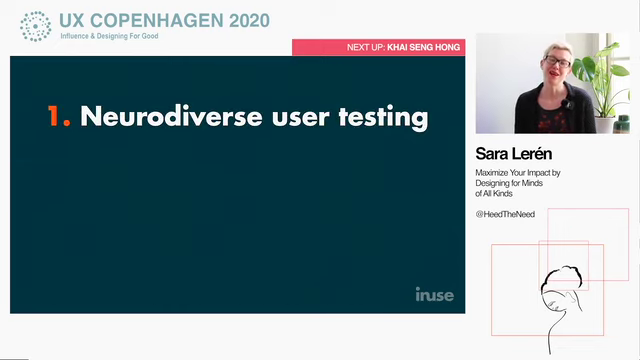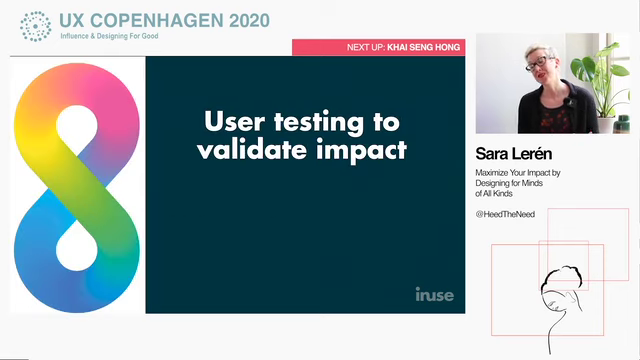So today I want to talk about the 3 most important principles to designing for minds of all kinds to maximize your impact. And the first one has to do with neurodiverse user testing. User testing is where we validate that the impact we're looking for is really happening in use. And I've done quite a lot of user testing. I'm sure most of you have as well.